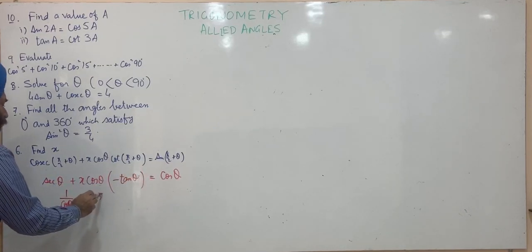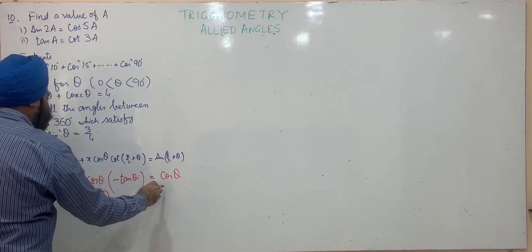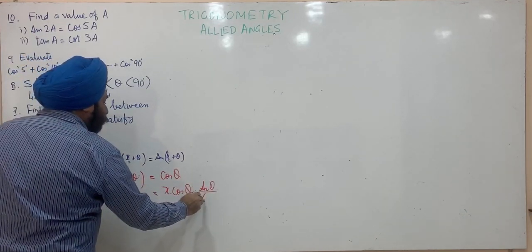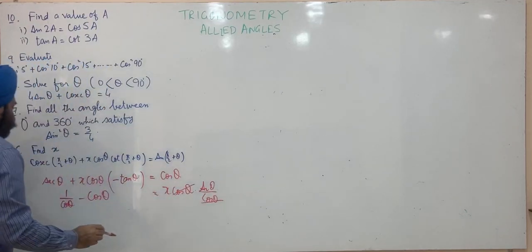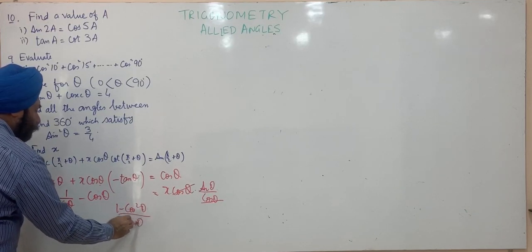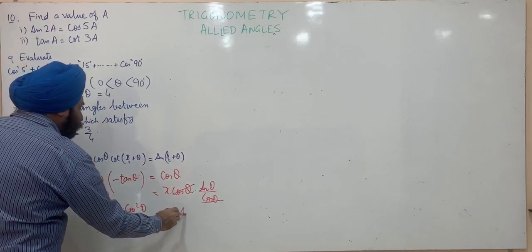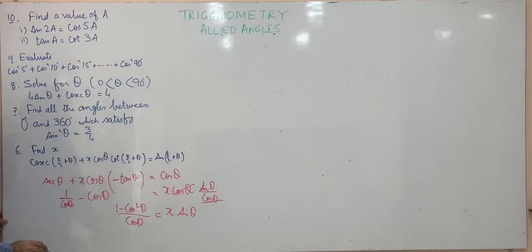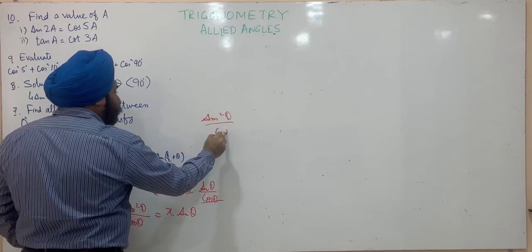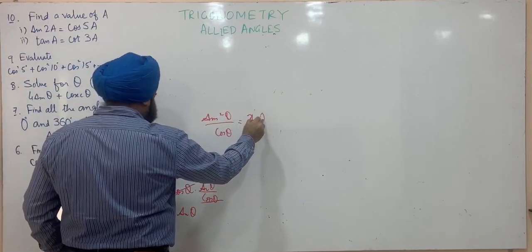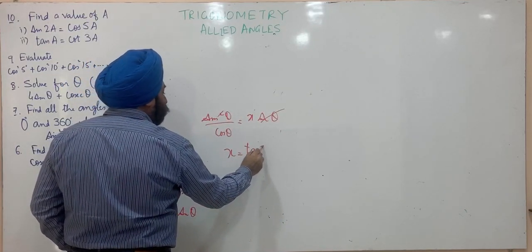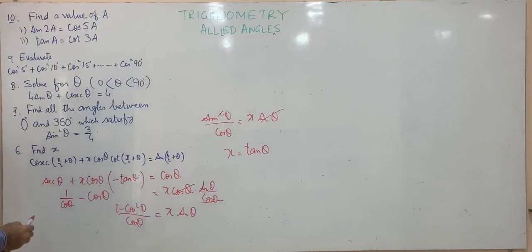Shifting this cos theta to the left hand side, this is x into cos theta into tan theta. Tan theta is sin theta upon cos theta. So this will cancel out. This is 1 minus cos square theta upon cos theta. This is x into sin theta. And 1 minus cos square theta is sin square theta. So sin square theta upon cos theta is equal to x into sin theta. Sin theta cancels. X is sin theta upon cos theta. This is your answer. X is tan theta.